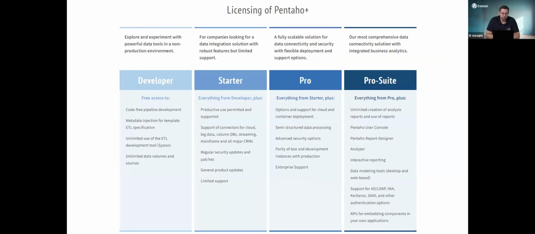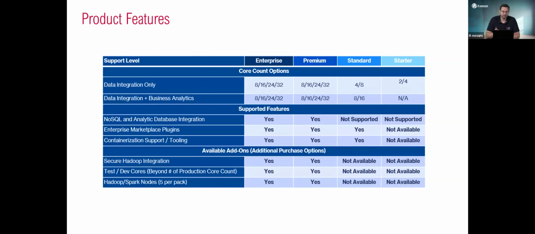The highest version, the Pro Suite, supports both the BA server and Pentaho Data Integration in one suite. The Starter version is limited to data integration and does not include the BA server. NoSQL and analytic database integrations are not supported, and the enterprise marketplace with additional plugins is also not available. These functions are only included in the higher versions. Likewise, Hadoop integrations. There is no 24/7 support. For that, you would need to upgrade to a premium package.